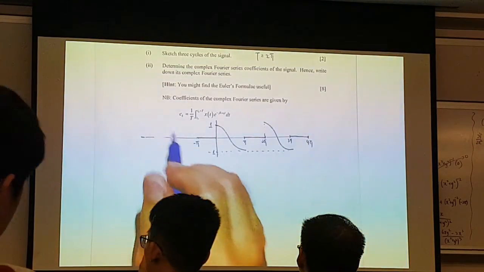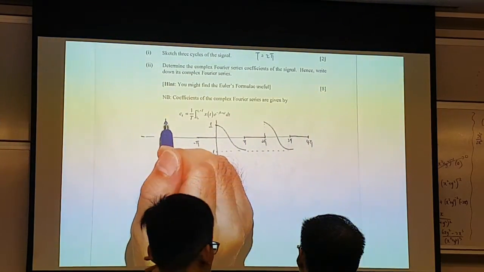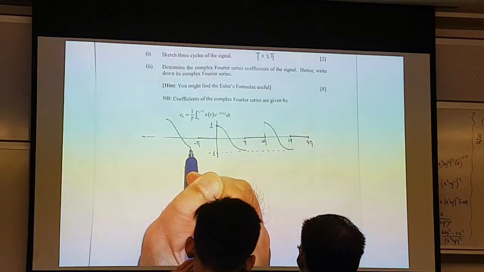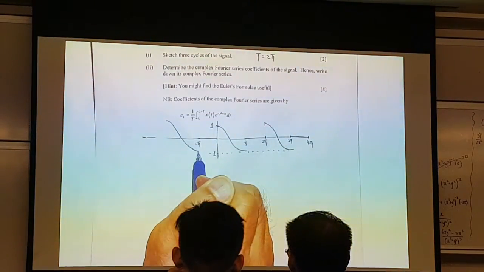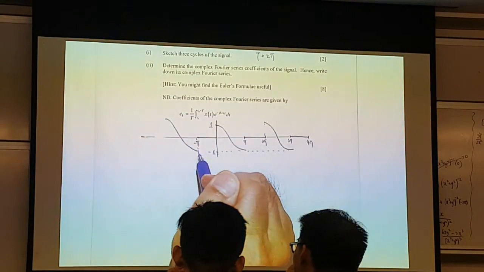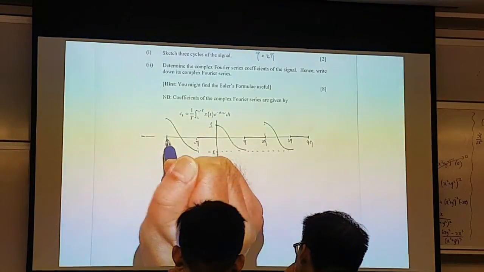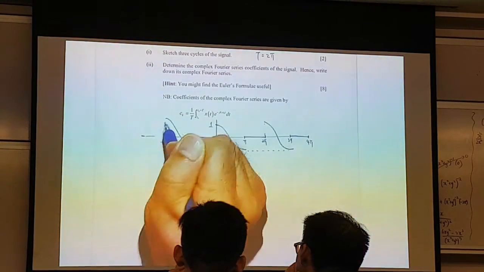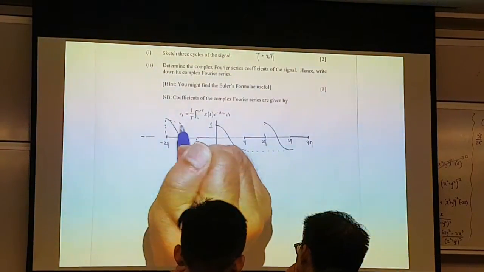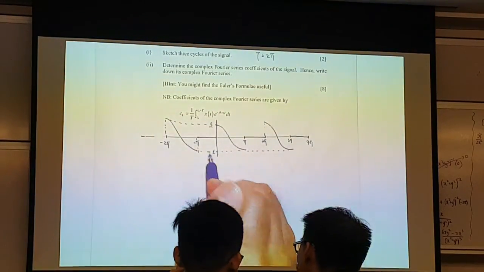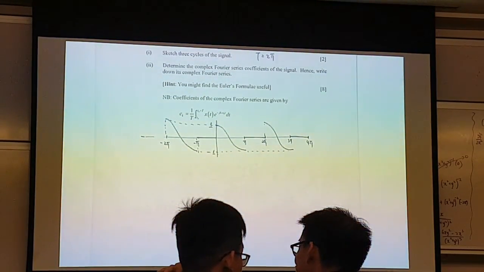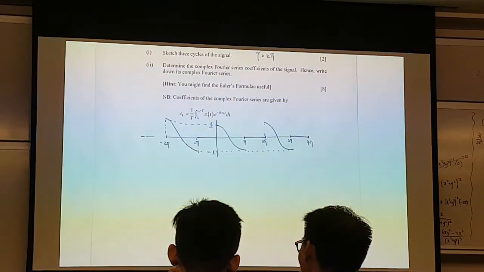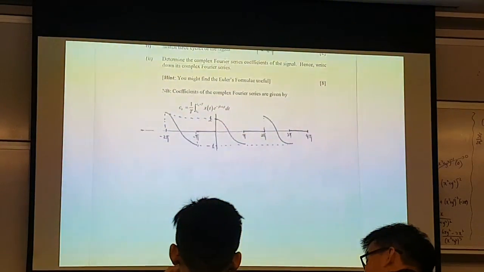And then you can actually do it this way. So this will be minus 2 pi, and this basically is 1. So you're asked to sketch 3 cycles of the signal.